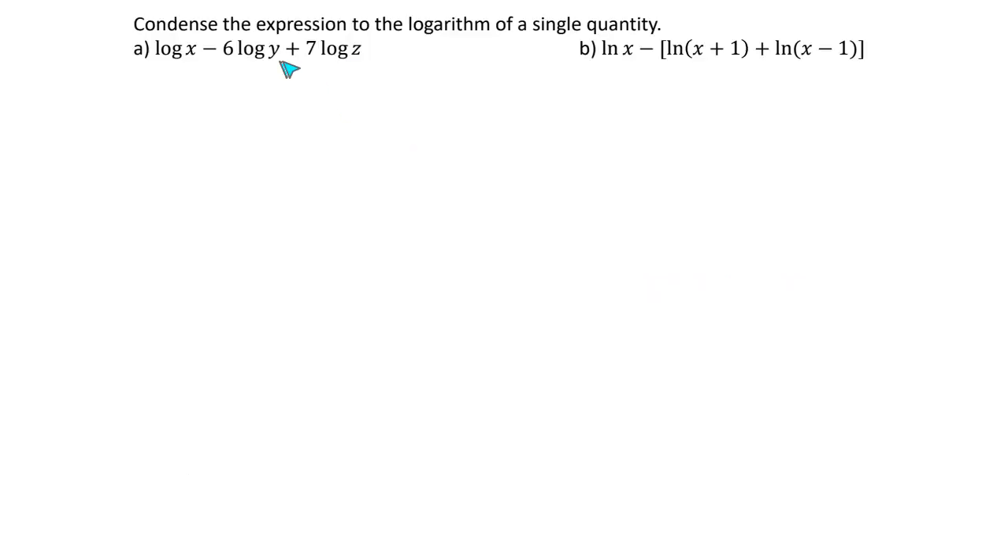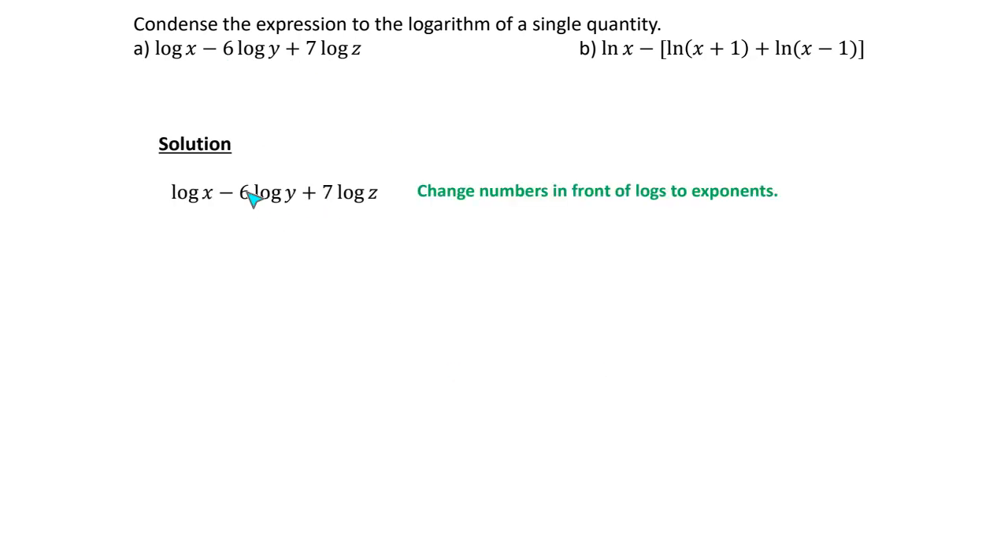Condense means that we want to rewrite this so that there's only one log. Since there's no parentheses, I'm going to start from the left side. But before we do that, if there are any numbers in front of the logs, you want to write them as exponents first. So this 6 can be written as an exponent, and 7 can be written as an exponent. So now we have log y to the 6 plus log z to the 7th.